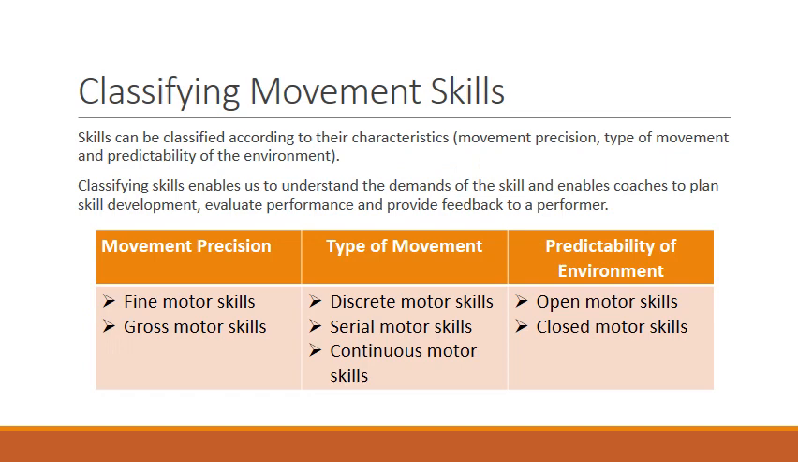If we're classifying movement skills, essentially we're working to 3 different criteria. So we can classify a skill based on the precision of the movement involved in the skill. So that's what we're talking about, fine motor skills or gross motor skills. We can classify the skill depending on the type of the movement that's involved. So is it a discrete movement, a serial movement, or is it a continuous motor skill? And we can also classify a movement skill based on how predictable the environment is in which the skill is executed. So is it an open motor skill or is it a closed motor skill?